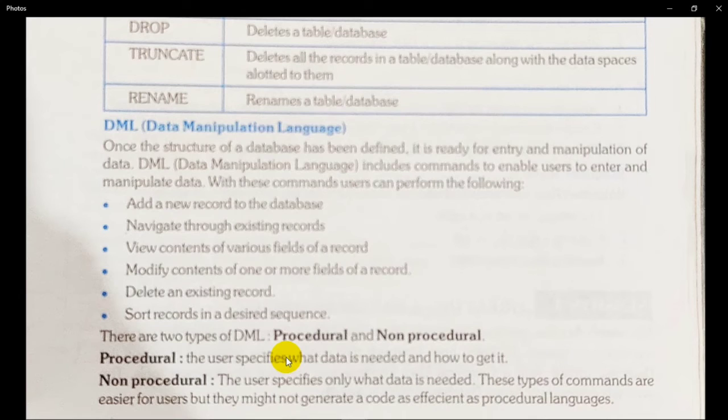And non-procedural means the user specifies only what data is needed. These types of commands are easier to use, but they might not generate code as efficiently as a procedural language.